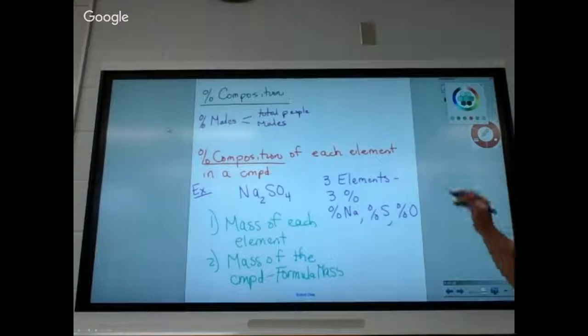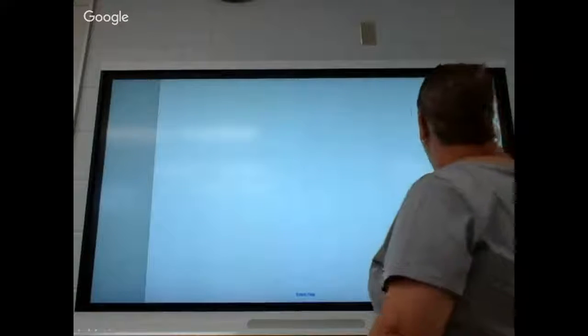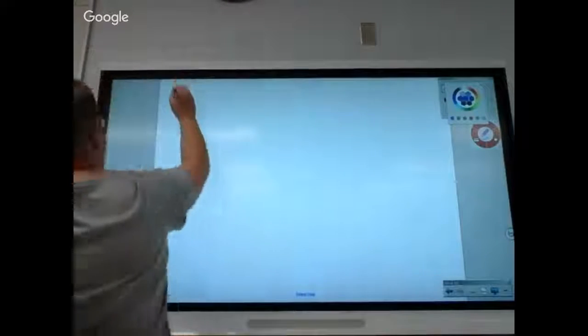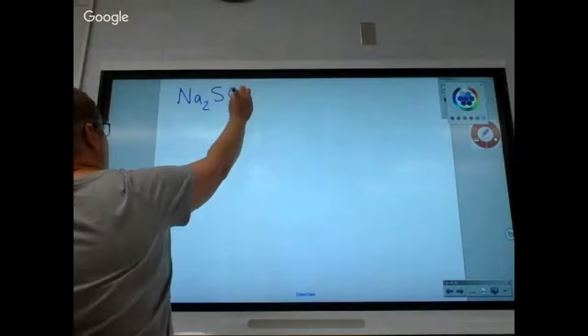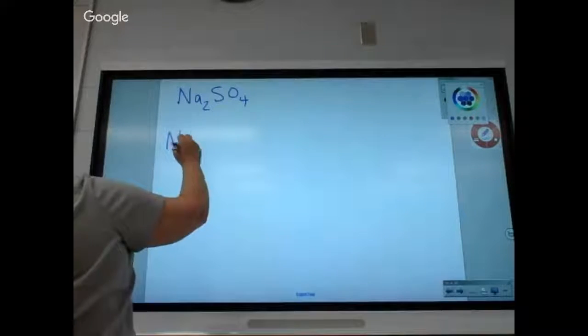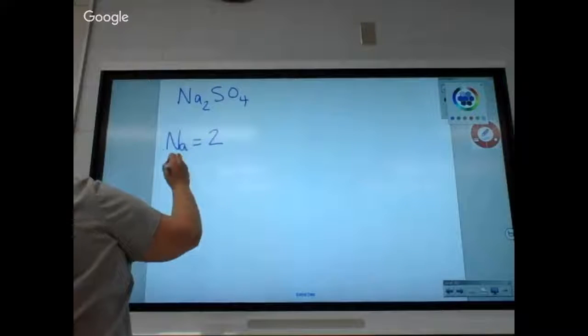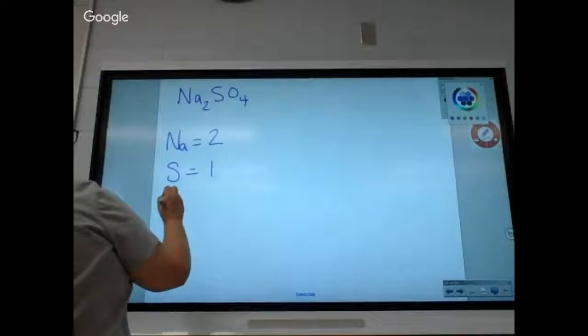All right. Everybody have what they want off this slide? All right, let's set it up with the formula mass. So let me write the formula since it's not on the board. How many Na's do I have? 2. How many S's do I have? 1. How many O's do I have?